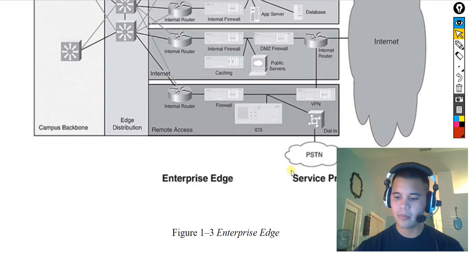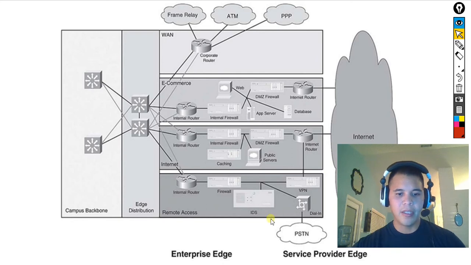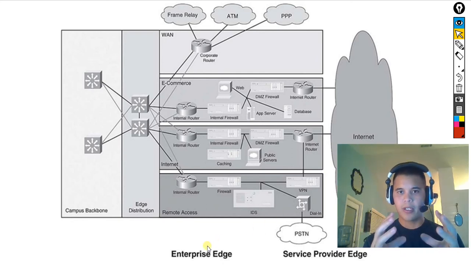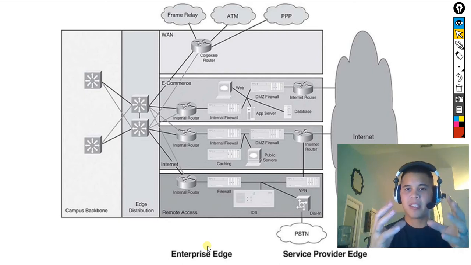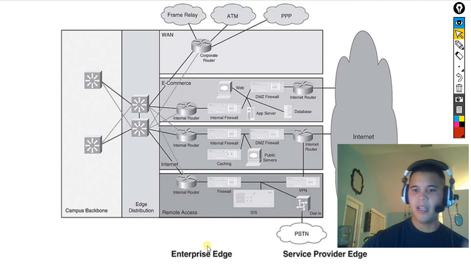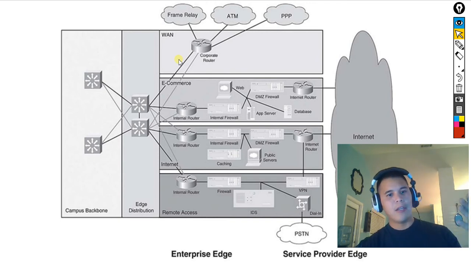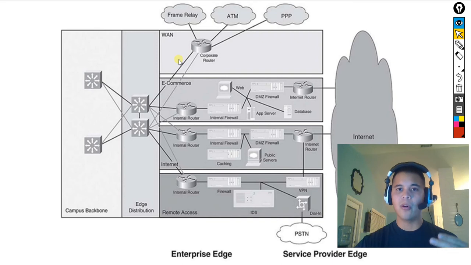If I scroll up, here we see the Enterprise Edge. What does that mean? Well, we have our network with our users, our main campus, and then we have the edge of it, meaning it's about to touch the internet, and you can see that right here. Then we have all these little modules, as Cisco likes to call them: the remote access module, the internet module, e-commerce, and the WAN module, and they all serve different purposes. The whole point of these modules is that your network is modular and resilient, and when you want to add or take away a module, it won't affect other things.